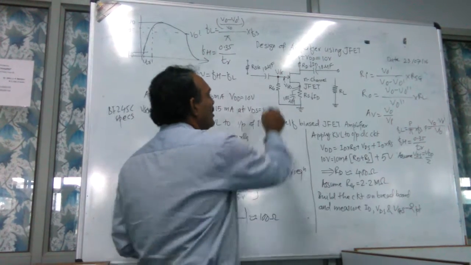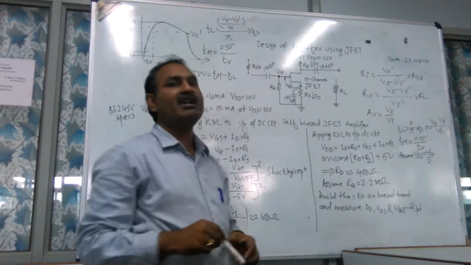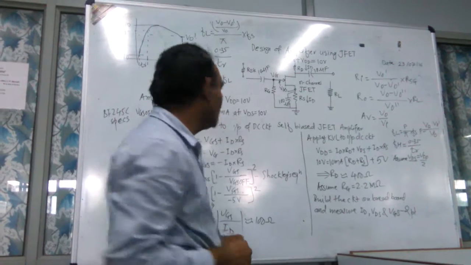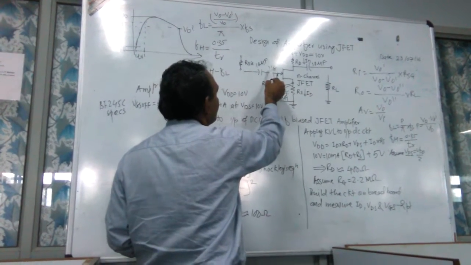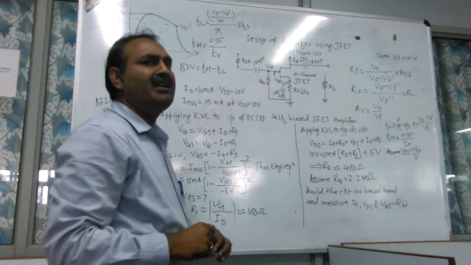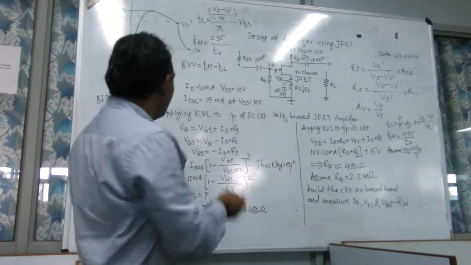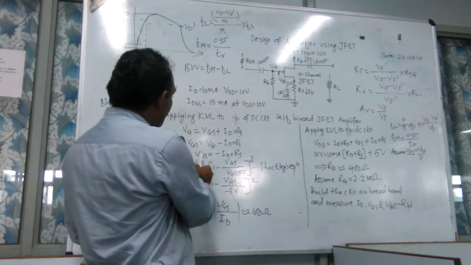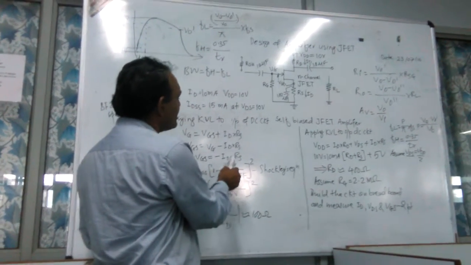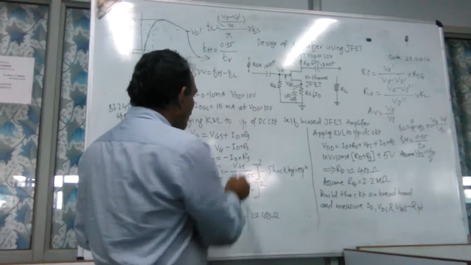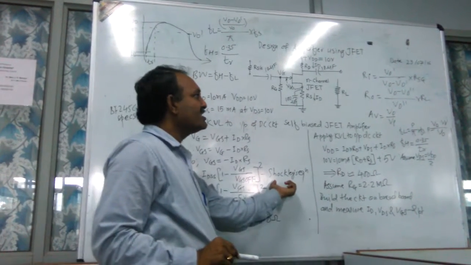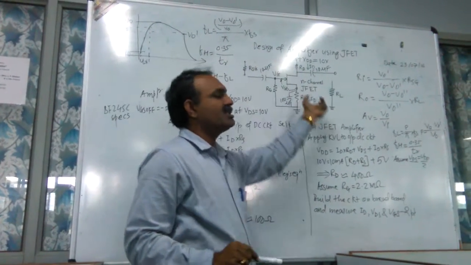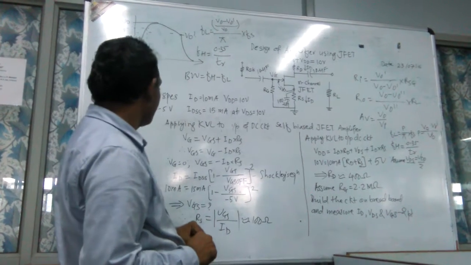Here, because of the very high input impedance provided by the junction field effect transistor, whatever potential is standing at this gate will be nearly equal to 0, and that's why you will get VGS equal to minus ID into RS. Now we can find this ID by using Shockley's equation, which is given for the junction field effect transistor.